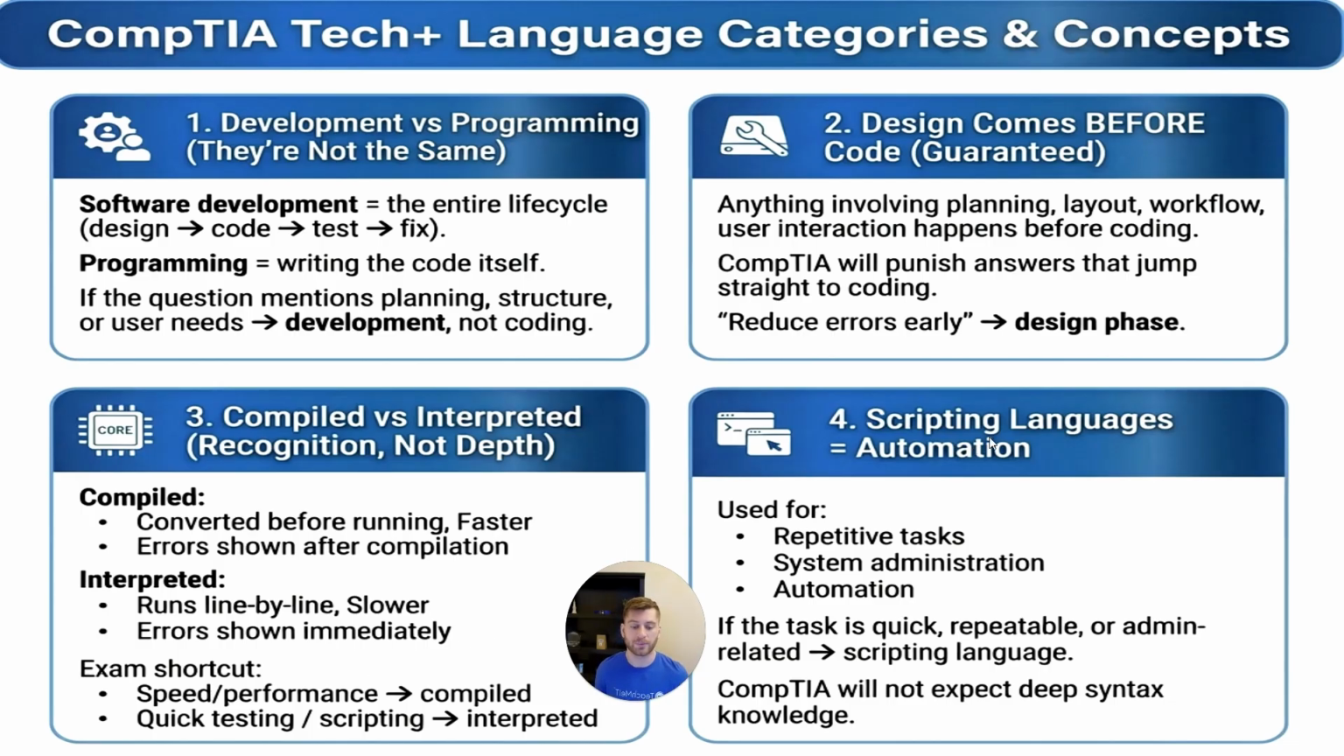Number 4, scripting languages are usually used for things like automation. Scripting languages are used for repetitive tasks, sometimes in system administration, especially in things like, say, PowerShell, and in automation. If you get a question about a task being quick, repeatable, or admin related, that is most likely going to have to do with scripting, or if it's quick and repeatable and we're creating some sort of process to automatically do something, that's automation.